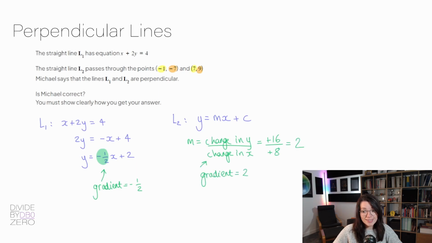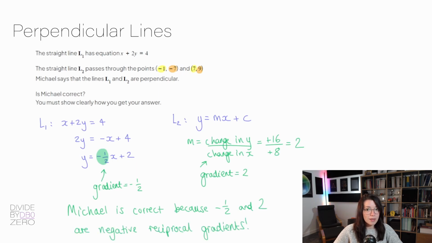Is Michael correct? Yes, Michael is correct. The lines are perpendicular because -1/2 and 2 are negative reciprocal gradients. Another way of thinking about negative reciprocals is if you times the two numbers together, so in this case -1/2 and 2, you will always get -1. That's another way of thinking about it.